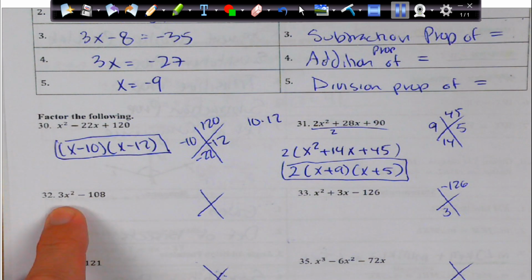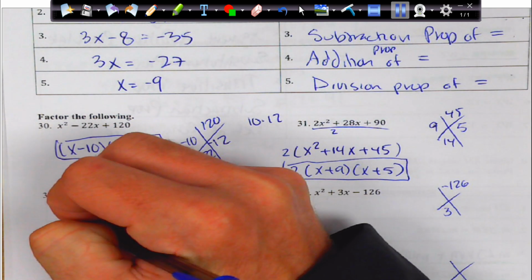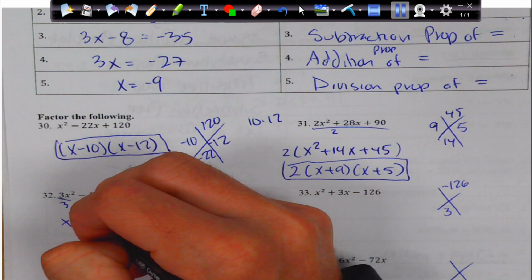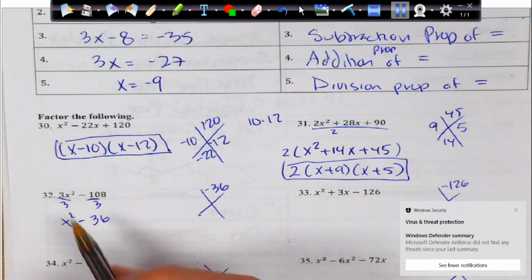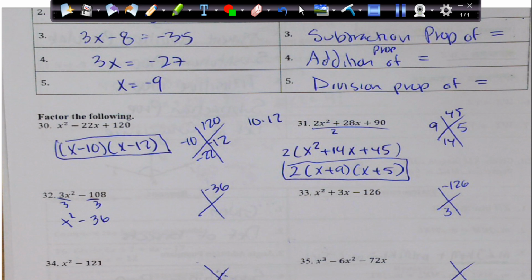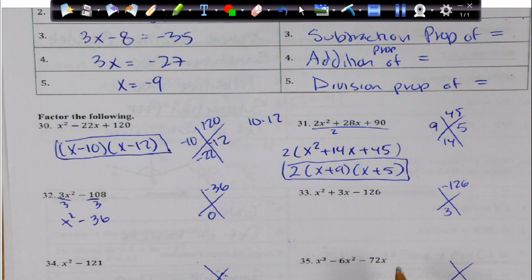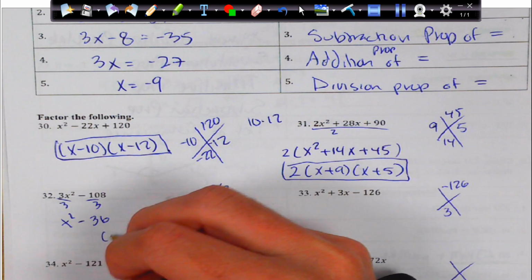All right, this guy right here, we have a 3 in the front, so let's divide by 3. You get x squared minus, so 108 divided by 3 is 36. And so we want to multiply to the 36, my x value. Like here we had negative 22 in the x value. Here I have none. So what do I do if I have no x value? Just put 0. What two numbers multiply to 36 but add to 0? Well, that'd be positive 6 and a negative 6, right?